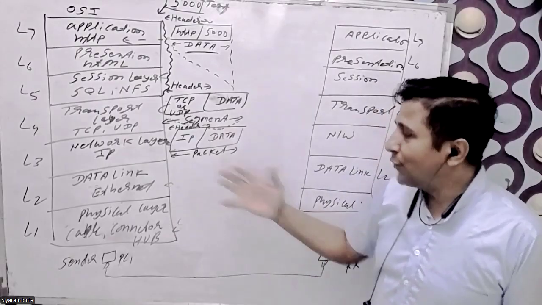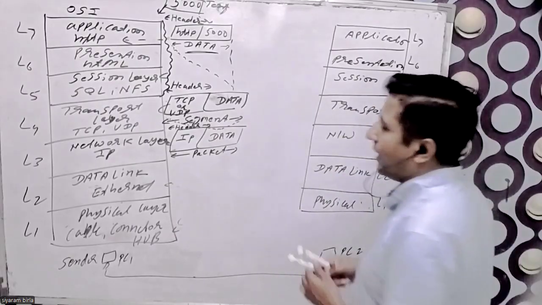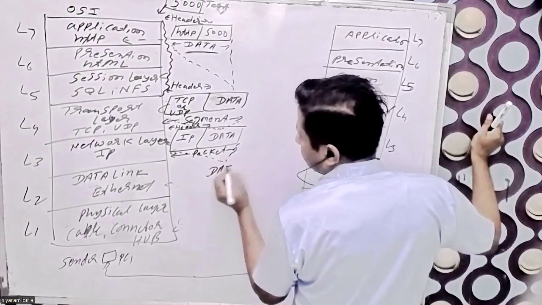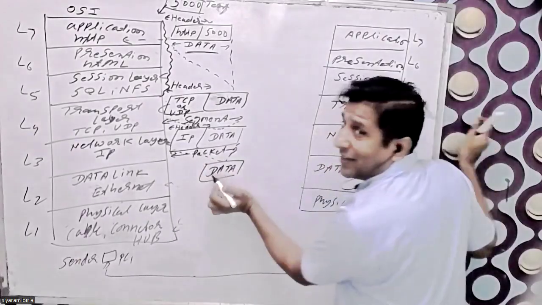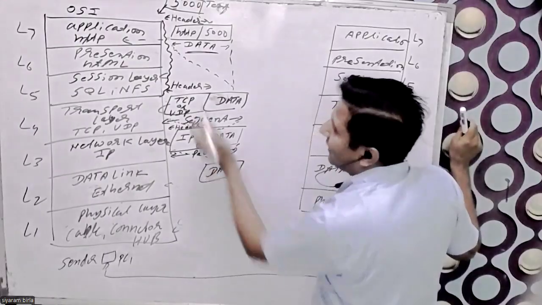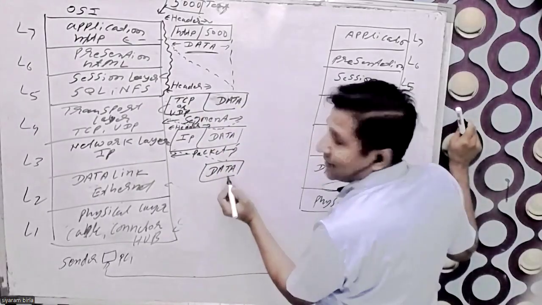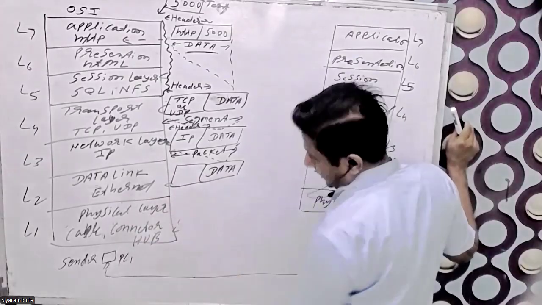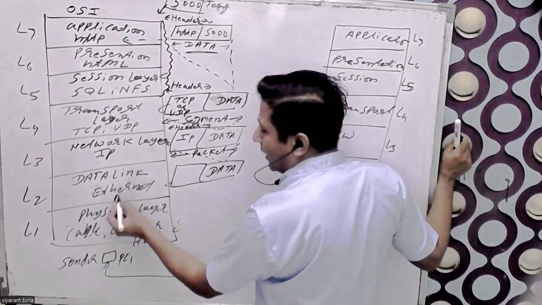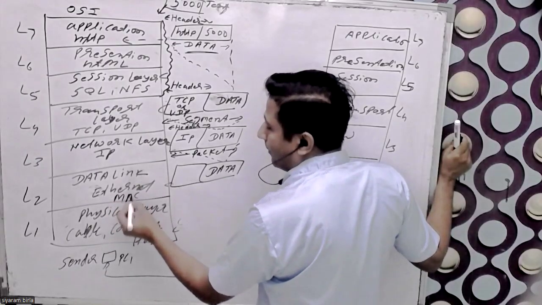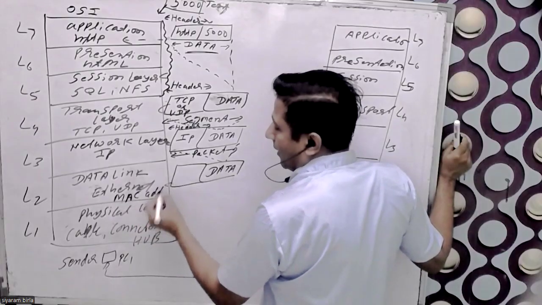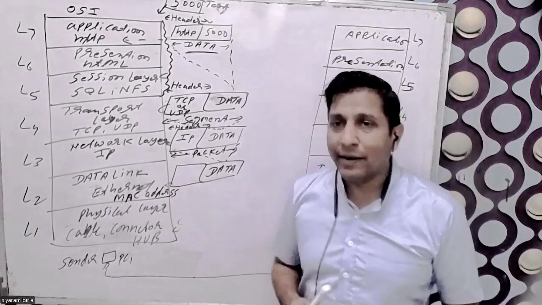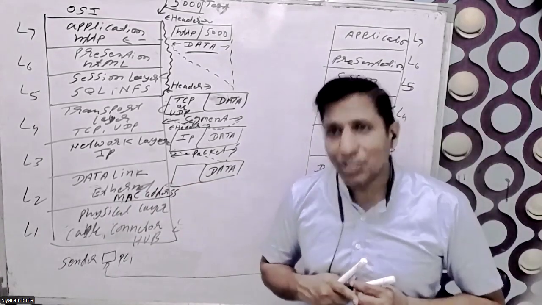Once it comes to the data link layer, my entire packet comes inside of that data. Inside of that data, the IP address is there, the TCP or UDP header, the HTTP header, and the actual data are here. After that, in the data link layer, the protocol coming here is the MAC address. IP address is responsible for the logical delivery, and the MAC address is responsible for the physical delivery.